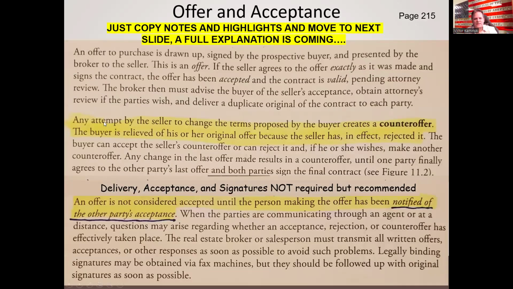And once again, just do the highlights here. Any attempt by the seller to change the terms proposed by the buyer creates a counteroffer. Okay, we're going to have all this in one slide that we're going to read it all. So right now we're just doing the highlights for this, okay? And you're going to write in here where this highlight is, you're going to write delivery, acceptance, and signatures are not required, but recommended. It's all on page 215.